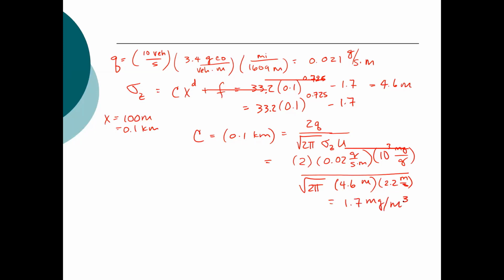And just for comparison, the 8-hour carbon monoxide standard is 10 milligrams per meter cubed. So assuming that the homes are 100 meters away from the highway, the concentration here is much less than the standard. So we can at least state that that population is exposed to a carbon monoxide level, for the 8-hour standard, that is less than the NAAQS level for carbon monoxide.